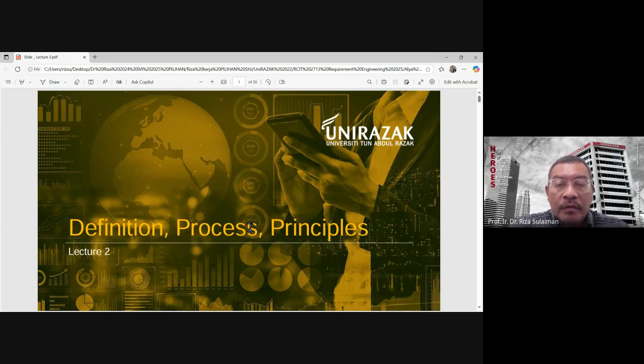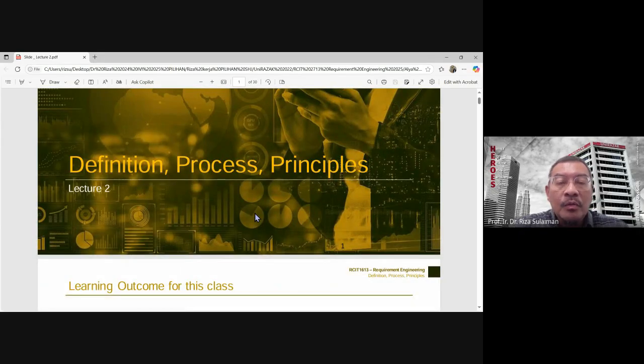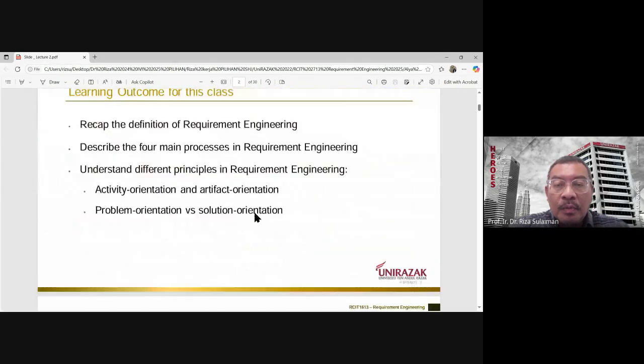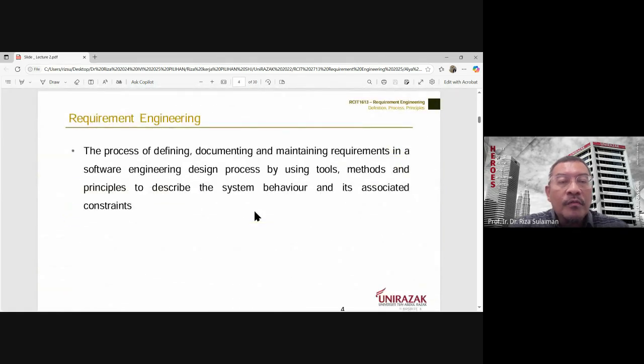I'm sure all of you have read the notes in your course materials, so I'm going to take you through some important points here, okay? First of all, we have also looked at the definition of requirement engineering. As you all know, it is a process, and the word engineering refers to a process that is performed systematically. It is the process of defining, documenting, and maintaining requirements, especially in the software engineering design process. So it is a process of doing something in a systematic way.